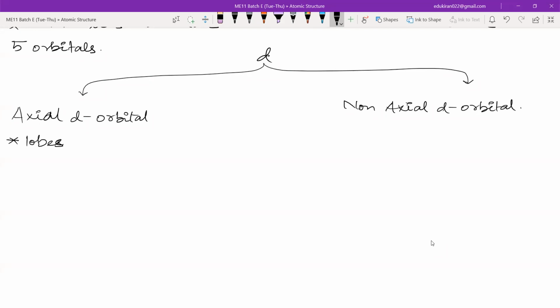Okay, what are the lobes? For example, you have the p orbital like this. So this one is one lobe. This is the other lobe. Okay, so these are the lobes. Lobes means wherever the electron density is present.